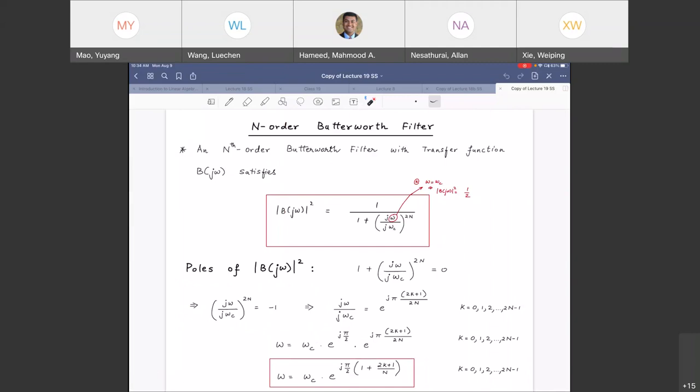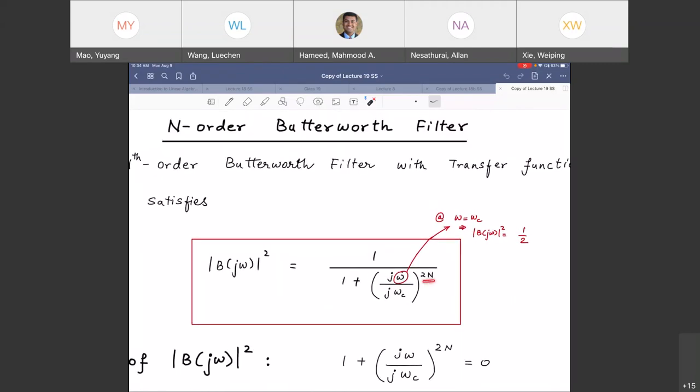In general, if you have a third-order Butterworth filter, you can extend it to an n-order Butterworth filter. All you would have to do is increase the power of your omega to 2n, right? In the previous class, when we had a third order, 2n was 6. Now, for an nth-order Butterworth low-pass filter, you tell me the cutoff that you are interested in, omega c, and I will tell you where the poles are. There are going to be 2n poles.